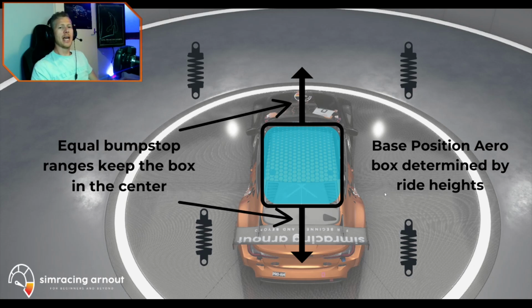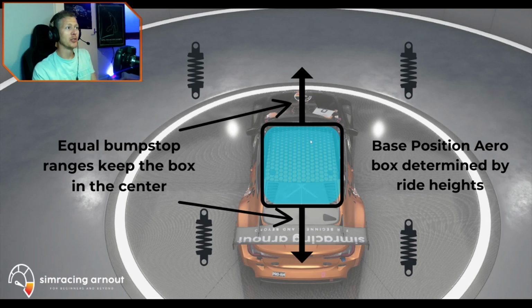Base position of the aero box is determined by ride heights. So, if we have massive ride heights on the back and absolutely nothing on the front, this box will be way forward. Now, if we remove bump stop ranges on the front, where I'm pointing this arrow here, then this box will not go forward when we're increasing the speed of the car. Yeah. So not only will it stay in that position, but when we have massive range in the back, this box will move backwards as we're increasing the speed.